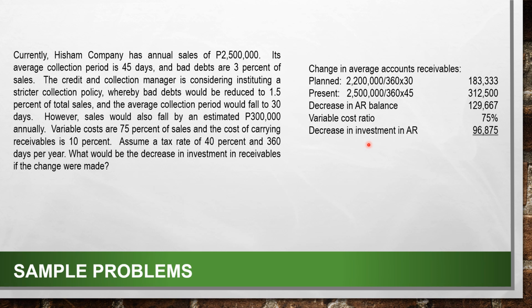96,875. So this decrease in investment in accounts receivable, though the word may be decreased, is actually beneficial on our part because we are actually releasing some funds that are tied up in accounts receivable. So we can invest this 96,875 somewhere else that gives a higher return.